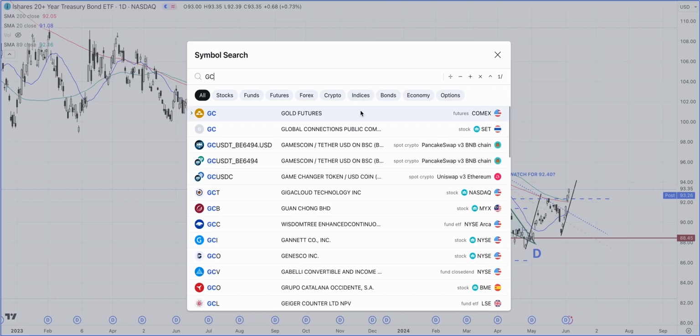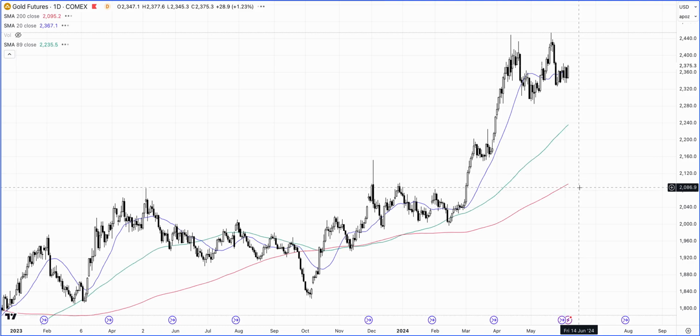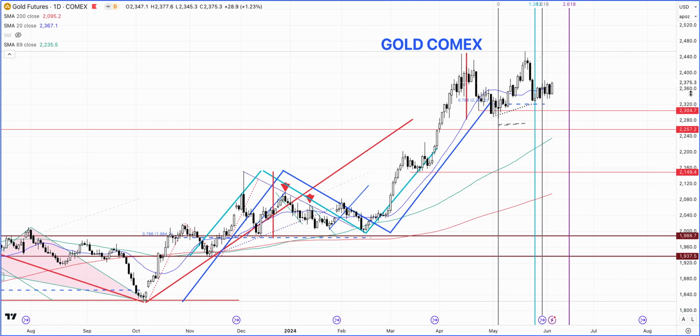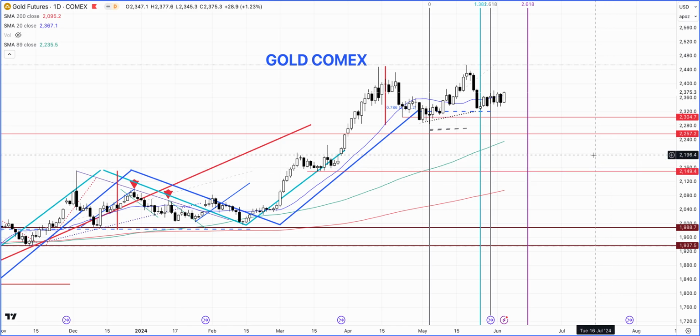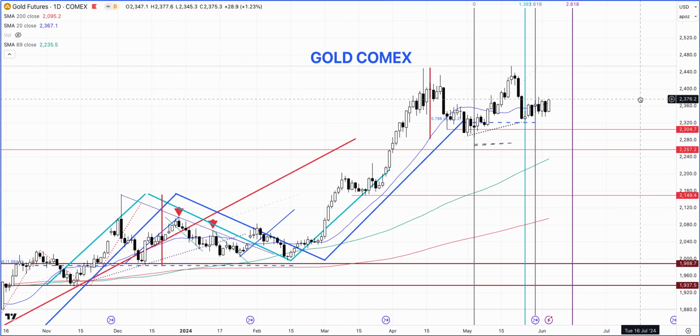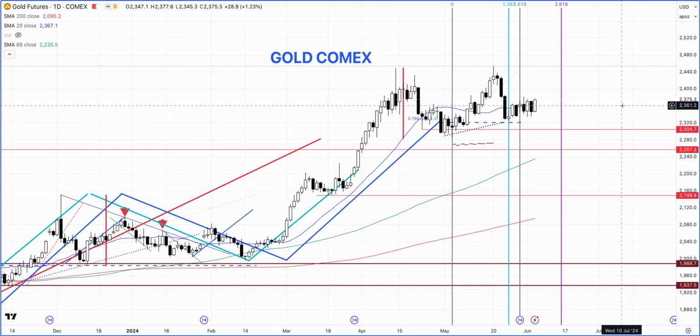Let's take a look at gold. So this is daily chart of gold, and this is COMEX gold. And if you are actually looking at spot gold, your prices are going to be different. So just want to warn you about that. This is the paper which is traded on the futures. So it's the COMEX gold.